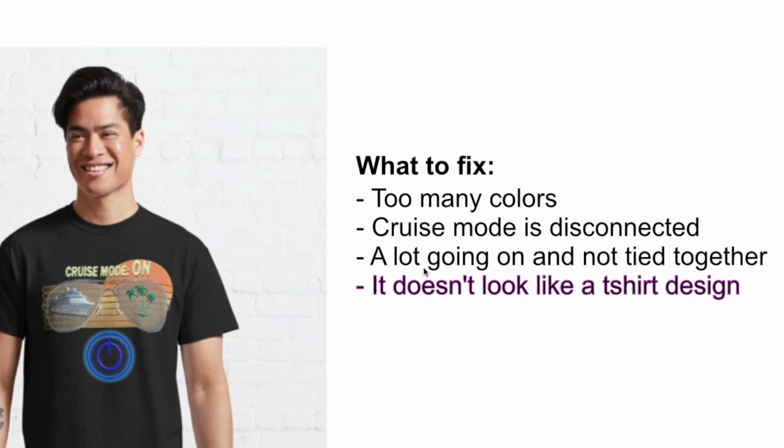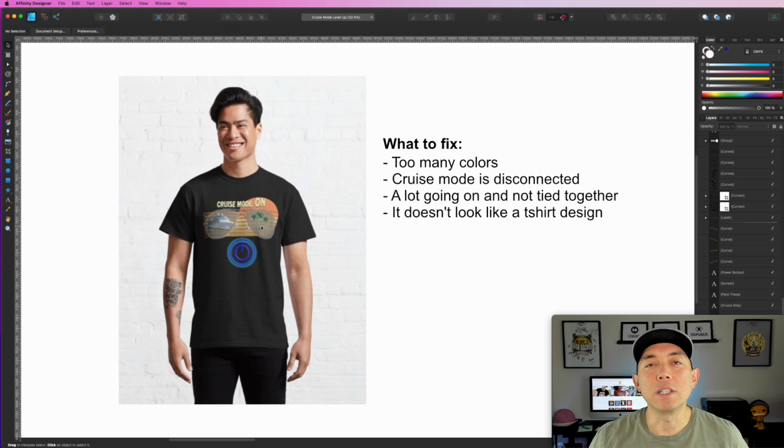And then there's just a lot going on and it's not tied together. You've got a lot of elements here, but they're not all working together. That's the problem I see here. And it just doesn't look like a t-shirt design. It looks more like a graphic design that you're maybe doing for a magazine or a book or something like that. A t-shirt design is just a little easier to read, a little easier on the eyes. So I'm going to show you some examples of how I do that. So that's what I'm going to try and fix here.